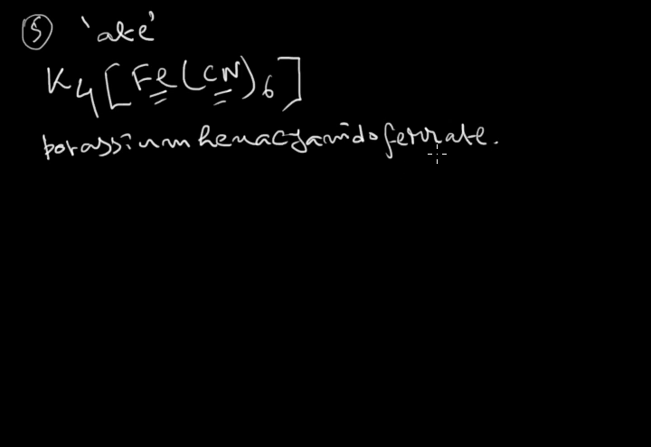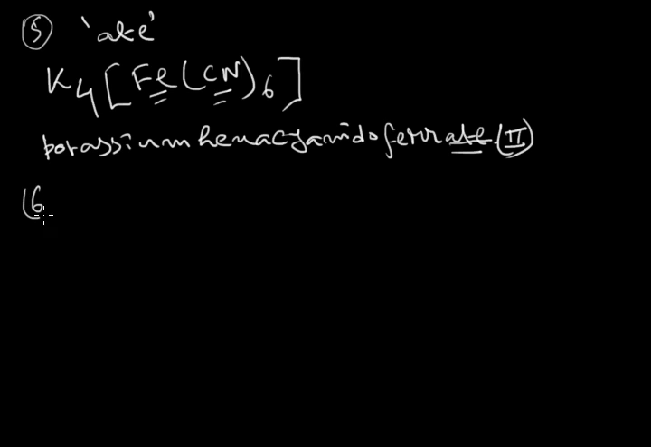Why ferrate? Because the complex part is negative, so the term ate is added, and the oxidation number of iron is 2, so within the bracket we write Roman II, so the name is potassium hexacyanidoferrate(II). So if the complex is negative we write ate at the end of the metal name. Then we write the oxidation number.